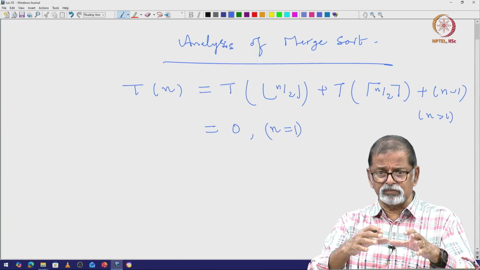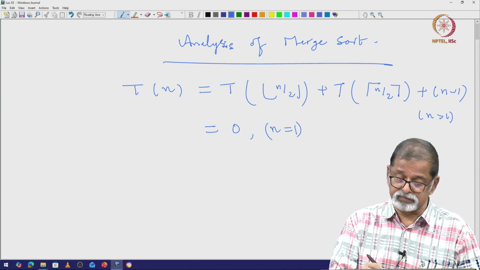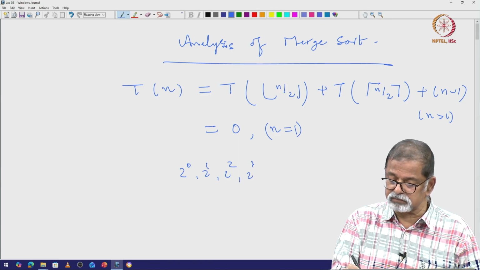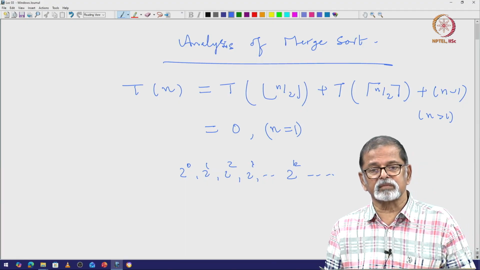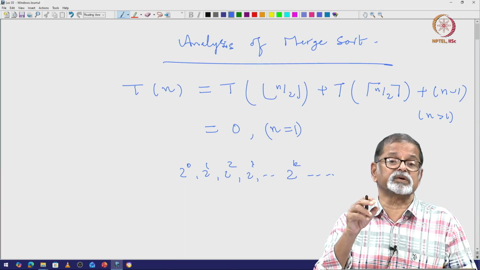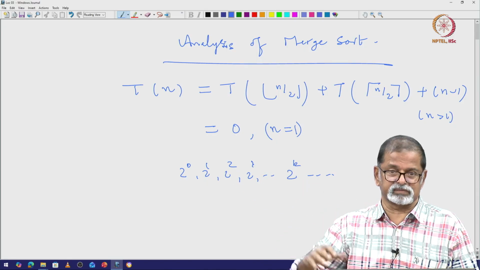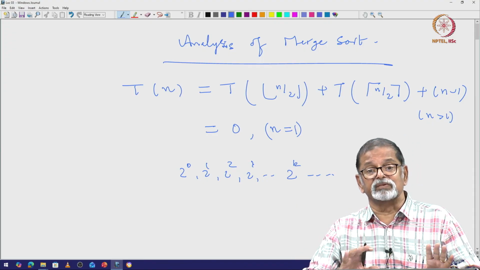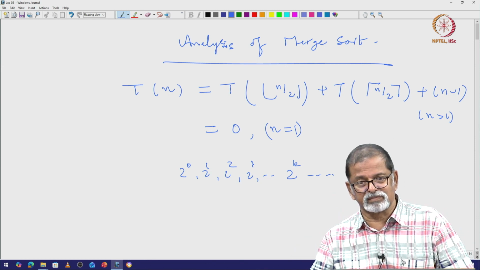So, we are going to study first T of n for only powers of 2, right, 2 power 0, 2 power 1, 2 power 2, in general 2 power k. Different recurrence equations will require different infinite sequences to be chosen. A convenient infinite series, first we will evaluate T of n only for this infinite sequence of values.